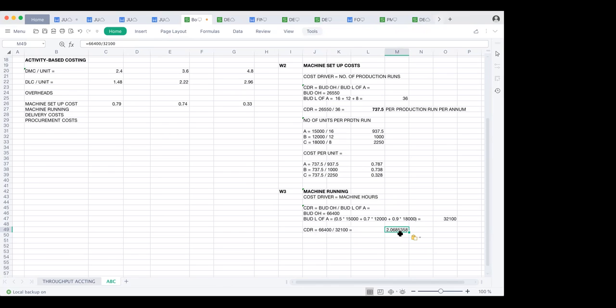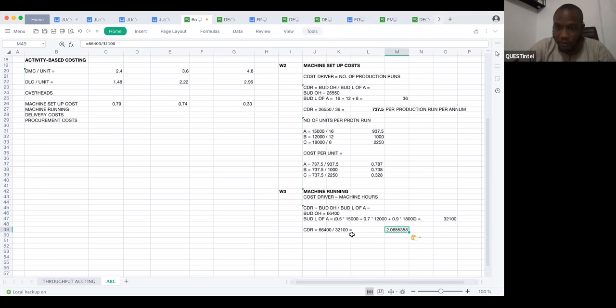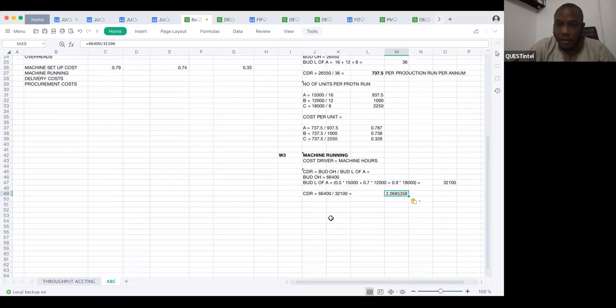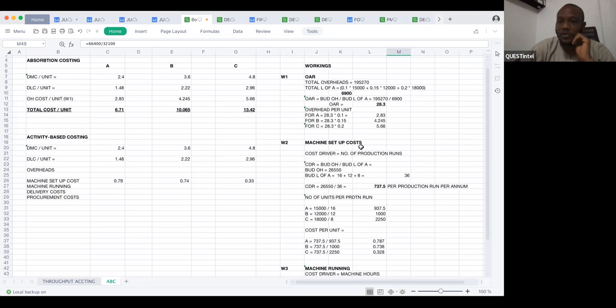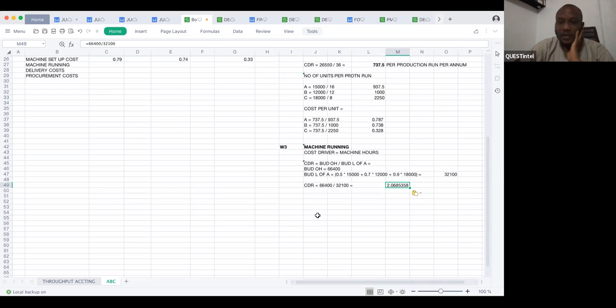Okay, so that's our cost driver rate. What's next now? This one's different from the other one. So this one will follow your ABC. This is what I want you to see a picture of. This one will be similar to how you did your absorption costing, your overhead absorption rate. Now you've got to your cost driver rate. Now your overhead per unit. So our overhead or cost per unit.